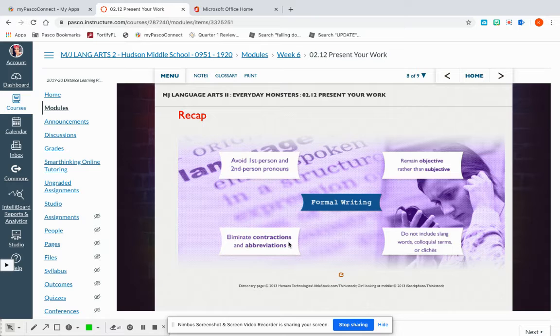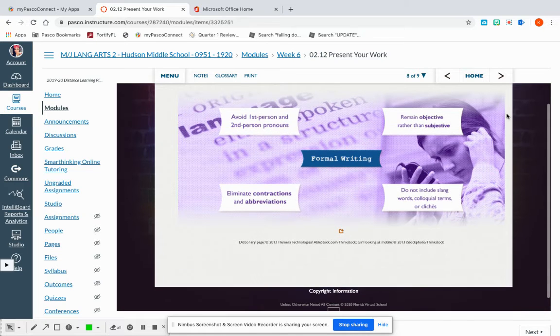Eliminate contractions, which means if you say we don't, which you shouldn't be using we anyway, take out the we and take out the don't. It should be do not. Take out those contractions and abbreviations. Remember, this should be objective, not subjective. This is not your opinion. This is straight facts. And do not include slang words or cliches.